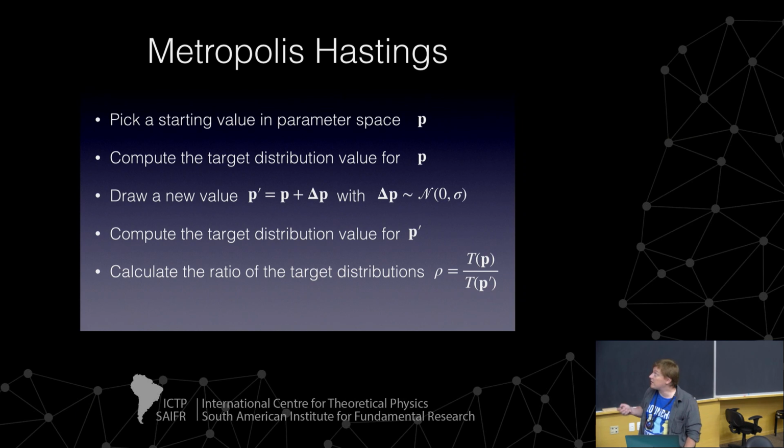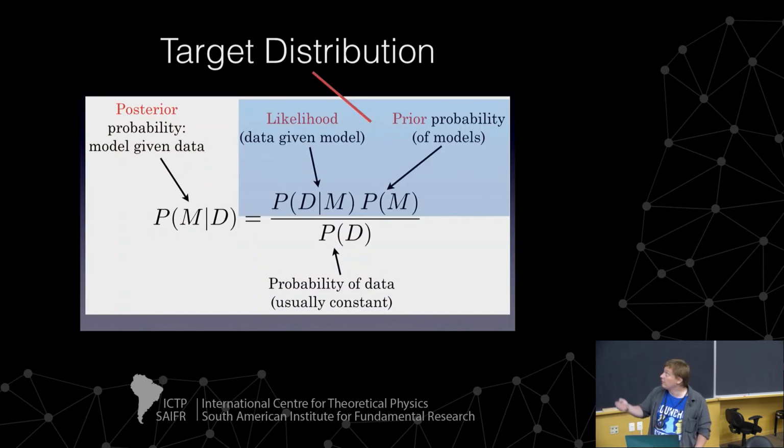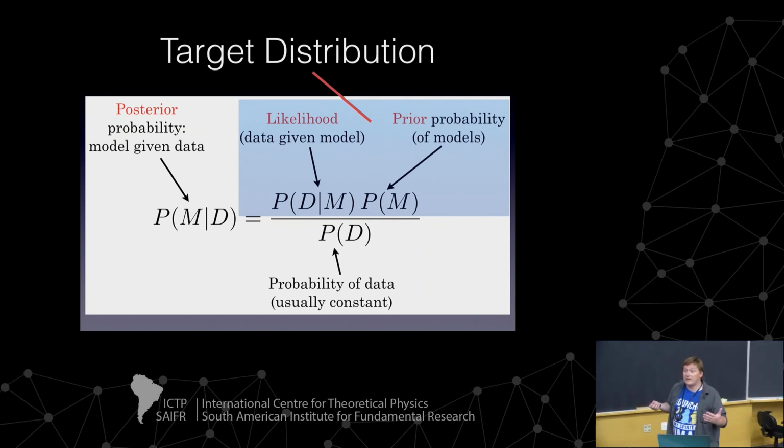And so then let's have a quick look. Conceptually, what does Metropolis Hastings do? So you pick a starting value in parameter space. You call it P. You compute the target distribution for P. So what does that mean? You feed P into this equation. So you can write down the likelihood as a function of parameters. I've shown a couple of slides. For cosmological surveys, this can be quite hard, right? You need to be able to predict the data.